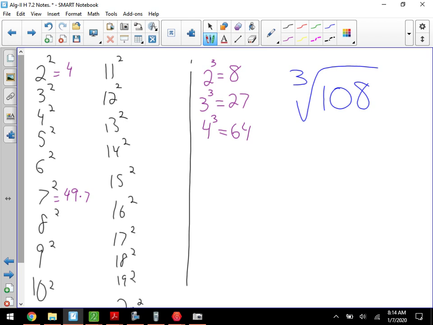So the idea as you go through these things, you start to kind of fudge your way through it by understanding place value, by understanding how the numbers work. If you had to do 7 to the 4th, what's the last digit going to be? What's the last digit going to have to be? A 1, which means 7 to the 5th has to end in a 7.